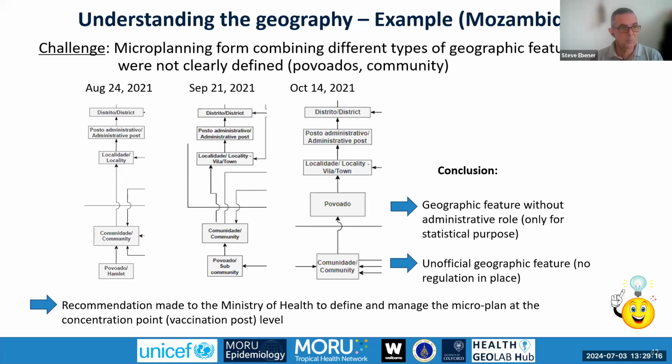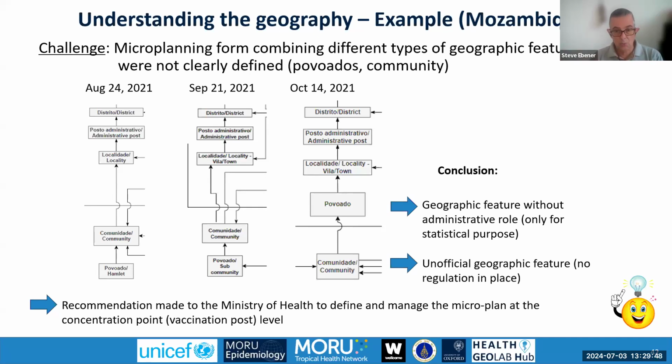And the huge impact of these analyses and discovery is that at the end, we came to the conclusion to recommend, even to the Ministry of Health and the EPI program, that it might be better to define and manage the microplan at the level of what they call the concentration point, so the vaccination post, basically, because povoado had no administrative purpose, so again, very difficult to define.